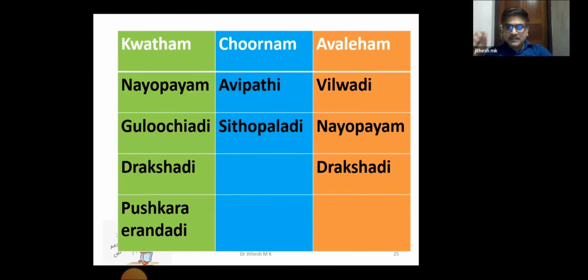Here, in the case of Pitta Kasa with Tanu Kapha, again we can use Nayopayam, Guluchyadi, Drakshadi, or Pushkarerandadi. There is another very effective yoga called Pushkarerandadi. It is explained in the Gulmachikitsa of Ashtangahridaya. And there is probably a tablet called Acidact by Kottakkal Arya Vaidya Sala that is made up of this yoga. Pushkarerandadi is a very effective yoga in this type of condition.